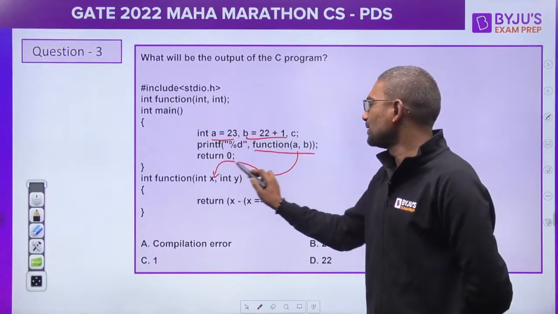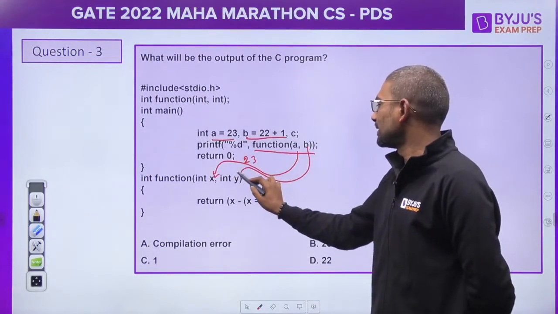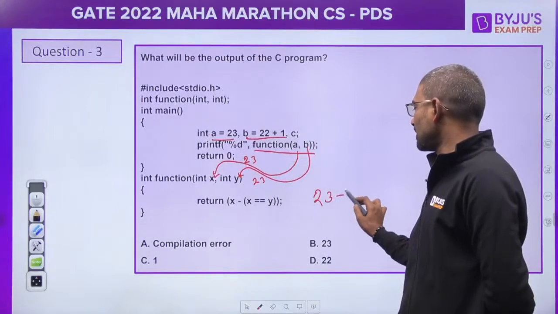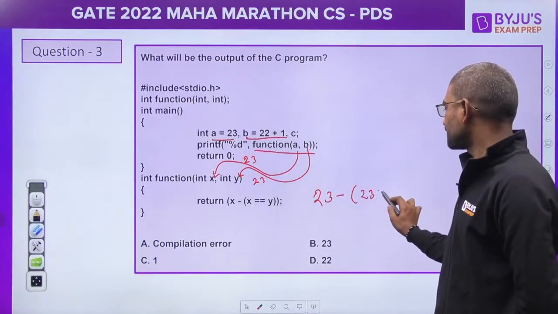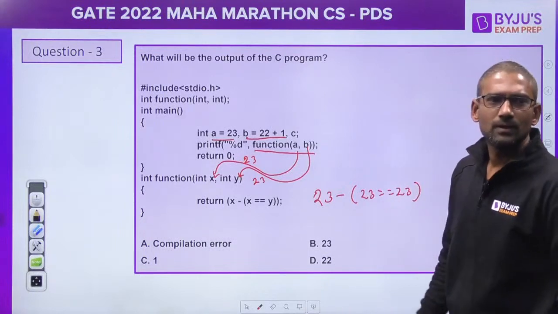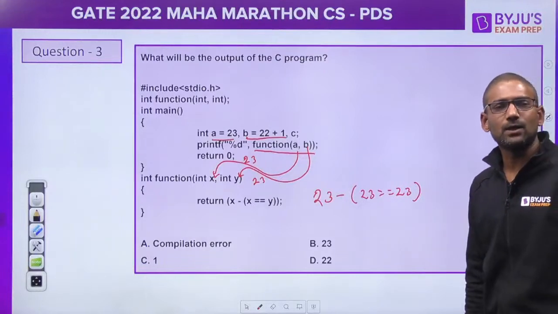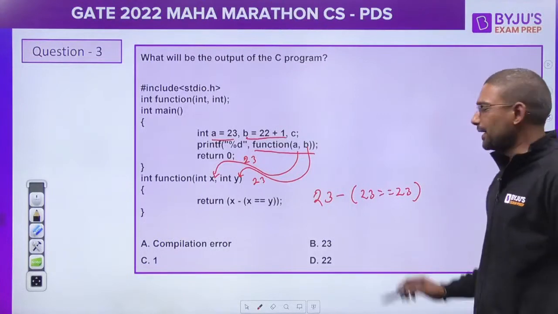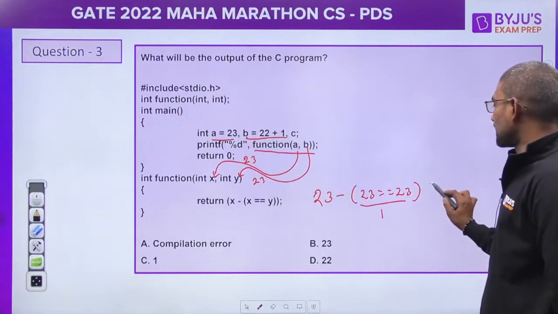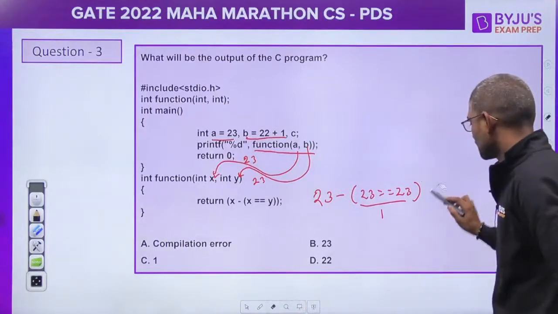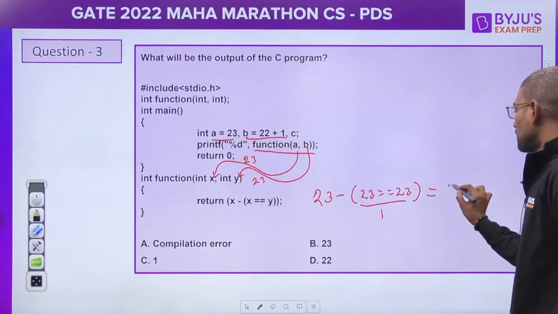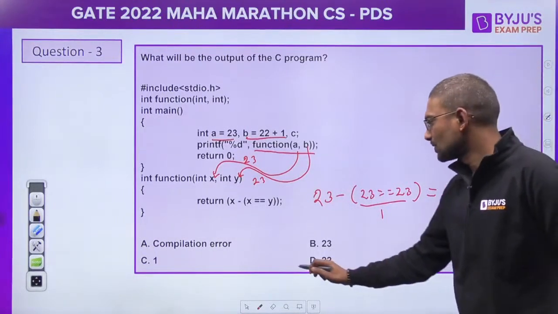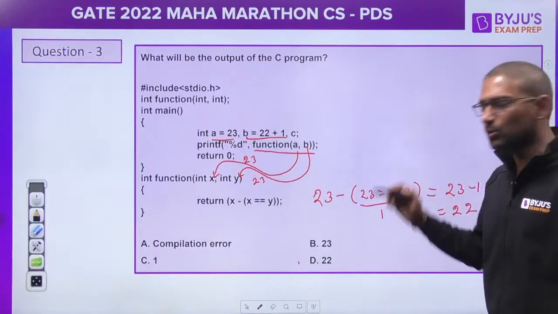So a value will be 23, b value will be 23. They will now be the x and y values. Return x minus (x equals y), that is 23 minus (23 equals 23). This is a relational equal. It compares LHS and RHS values. If they are the same, it returns true, or 1. So that is equal to 23 minus 1, that is 22. So what would be returned? 22 gets returned.